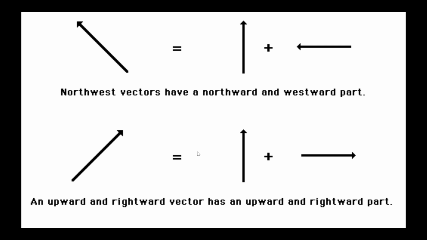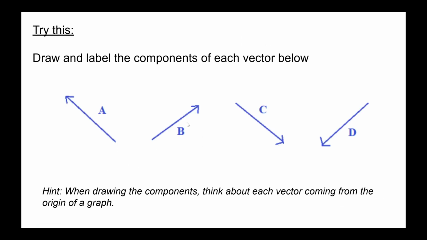All vectors that are in 2 dimensions have 2 parts to them. If you have a northwest vector, it would have a northward vector and a westward vector. And again, if you imagine adding these 2 vectors up in a tip to tail fashion, that is the resultant. An upward rightward vector has an upward and rightward part. So take a moment and draw and label the components of each of these vectors.